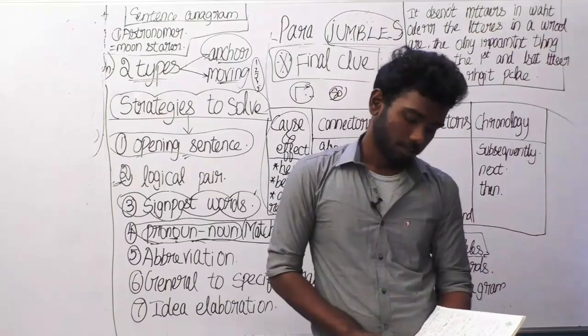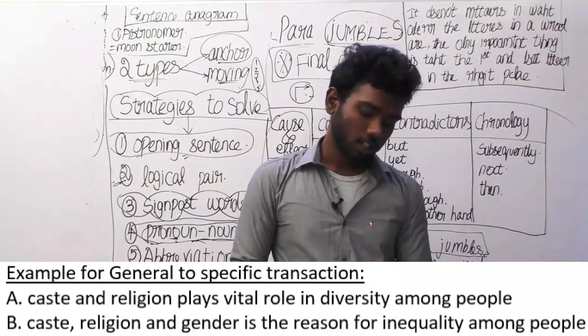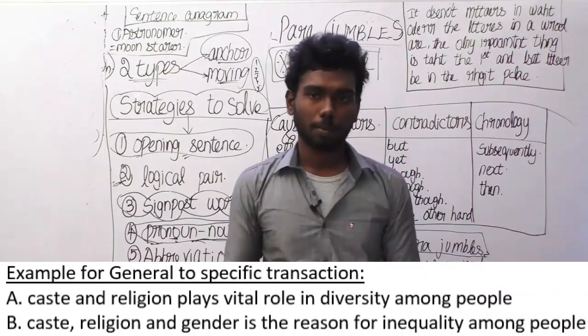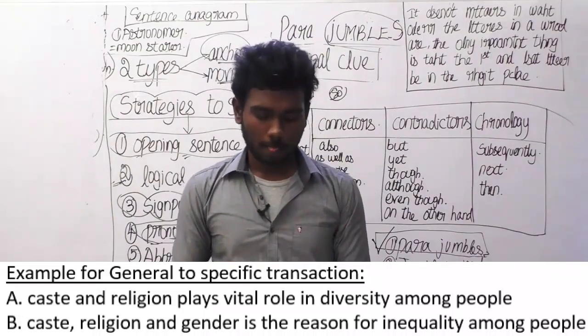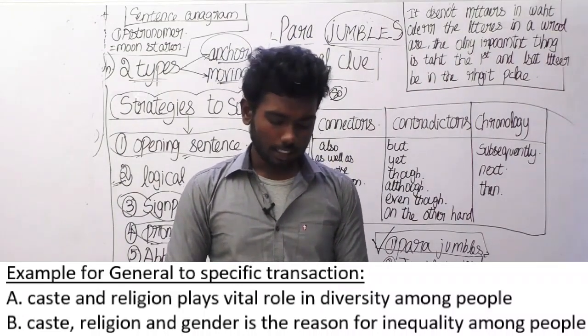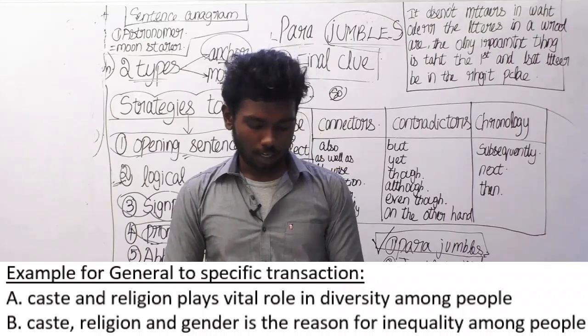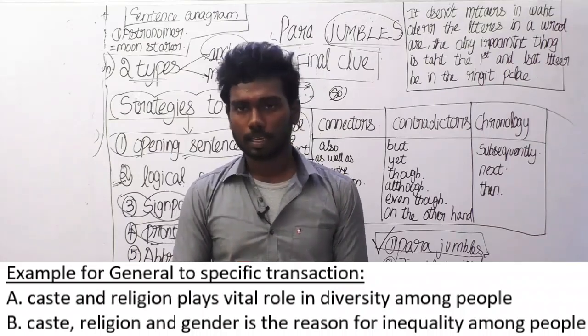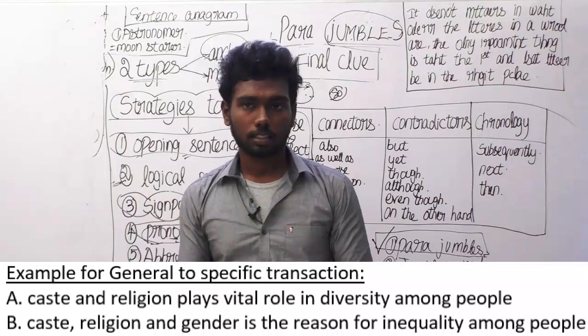First sentence: caste and religion play a vital role in diversity among people. The second sentence: caste, religion and gender are the reason for inequality among people. Look at these sentences carefully.